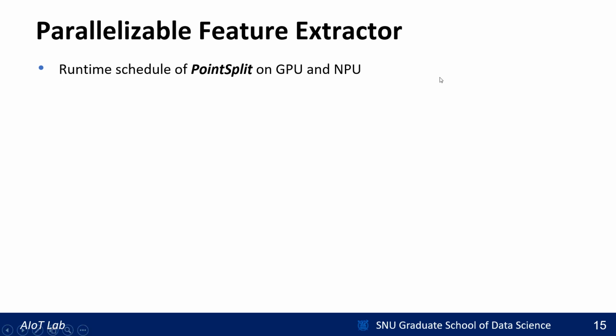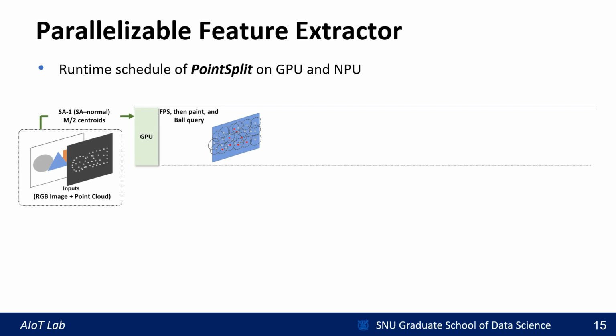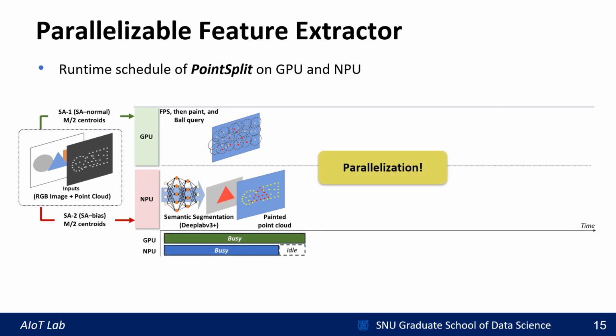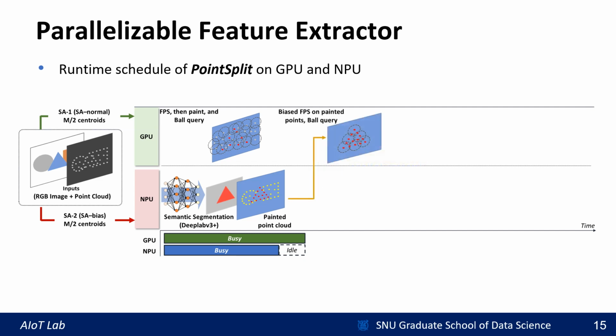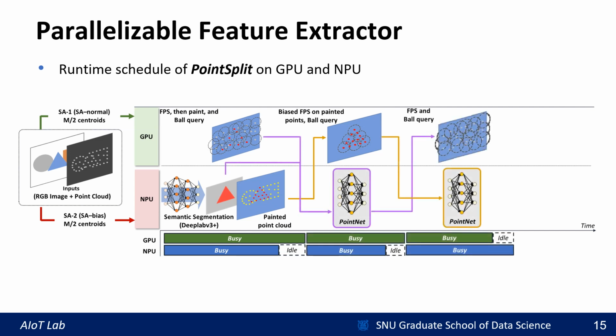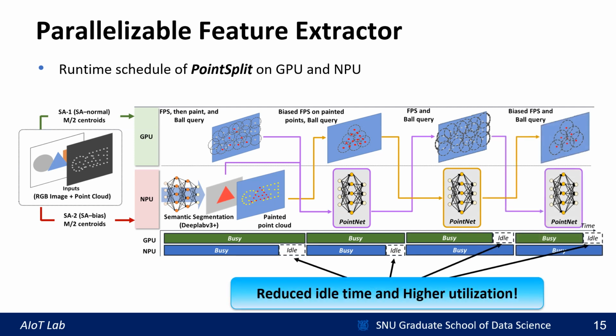And now, let me introduce our parallelizable feature extractor. Initially, half of the points, which we call SA normal, are sampled with normal farthest point sampling. This job is performed by GPU. Concurrently, NPU runs point painting and generates the painted point cloud. Each processor can carry out its respective operations of strength, in parallel with the other processor. After the first jobs are completed, GPU uses biased FPS on the painted point cloud to generate the SA bias point set, and NPU executes PointNet on the SA normal point set. This process is subsequently repeated. As you can see, this results in reduced idle time in each processor and a higher utilization ratio.